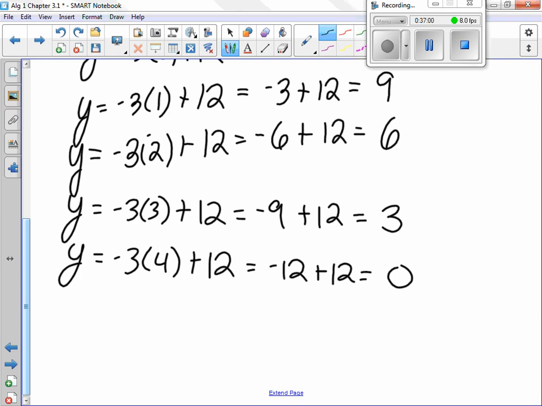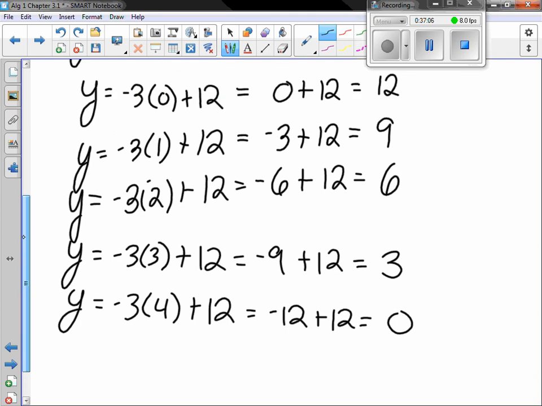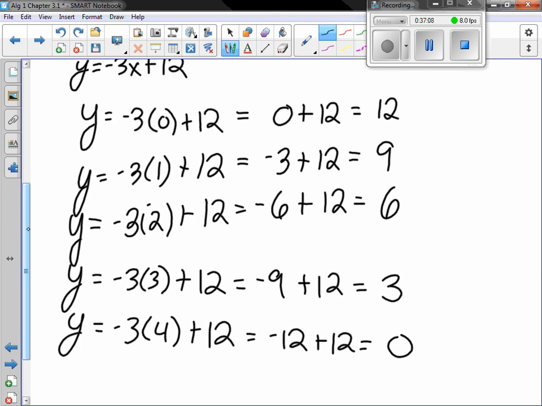Would we keep going beyond 4, the x value of 4? Well, no, because what is the output, our dependent variable? It's the amount of juice that is left. Well, after 4 gulps, do we have anything left? No. So the overall range is 12, 9, 6, 3, and 0. And that's it. Questions on this here?